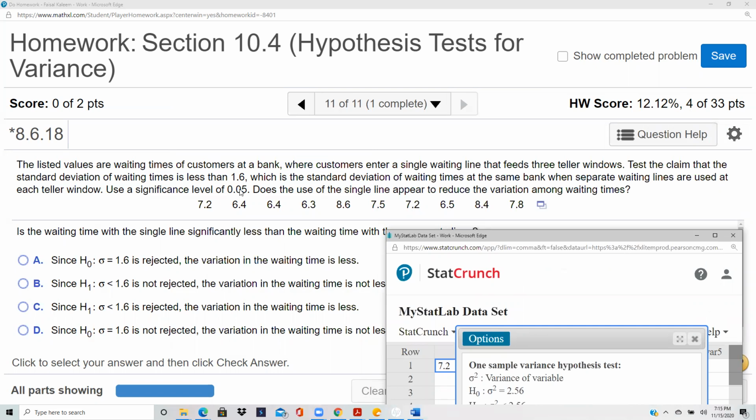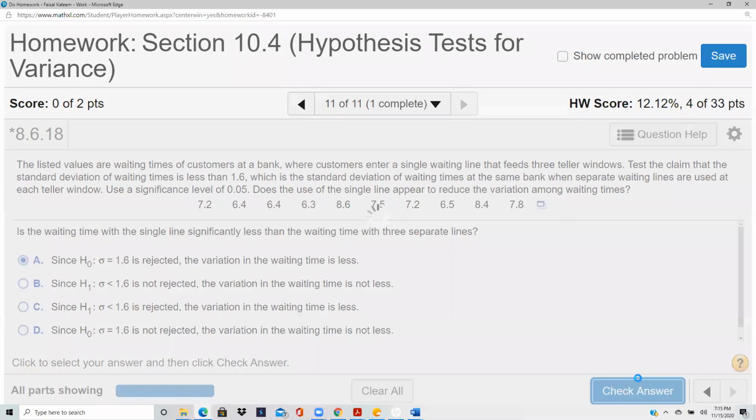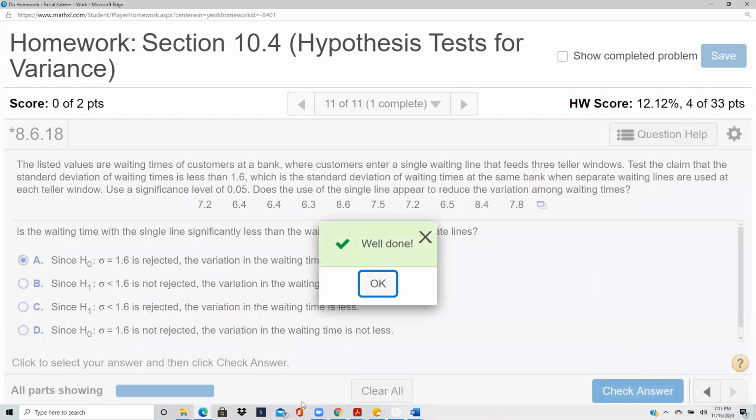So we reject the null. And when we reject the null, which means that we reject this equals to 1.6, we go by the alternative, which says that the standard deviation of waiting time was less. So yeah, that's the correct one. And that finishes the section and the chapter.